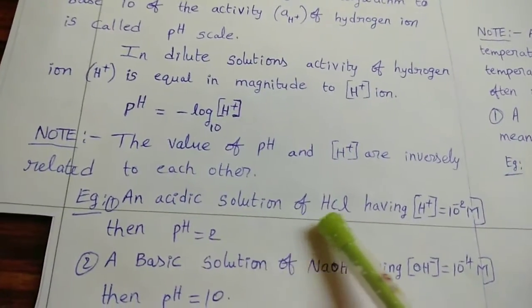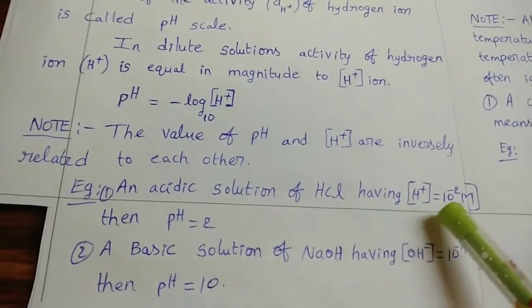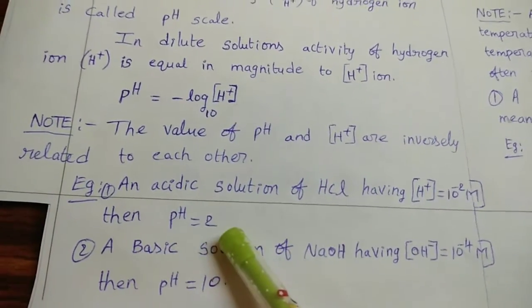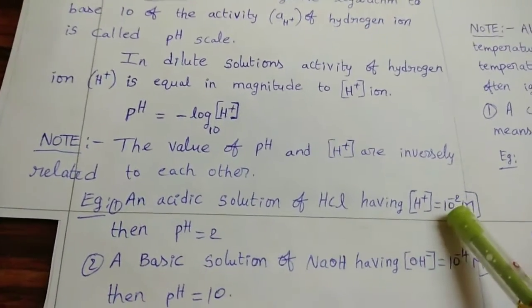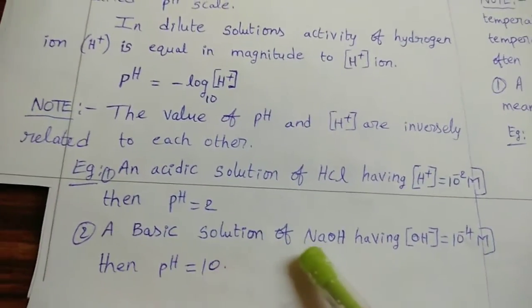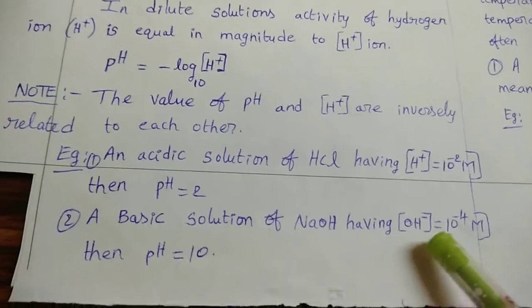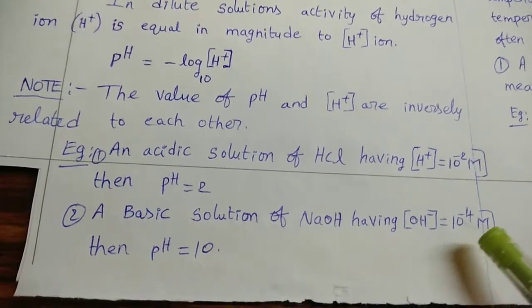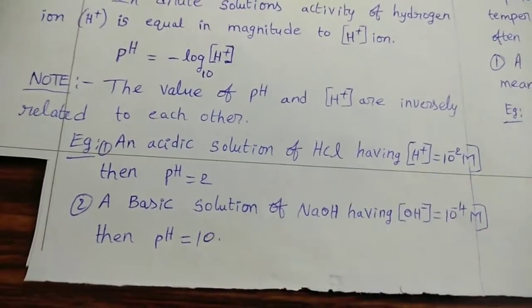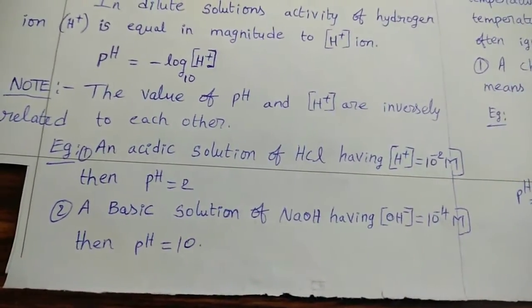An acidic solution of HCl having H plus ion concentration 10 power minus 2 molar, then pH equal to 2. Substitute this value in this formula, then we can get this value. A basic solution of NaOH having OH minus ion concentration 10 power minus 4 molar, then pH equal to 10. So related to this, next formula is there, then you can understand more clearly.